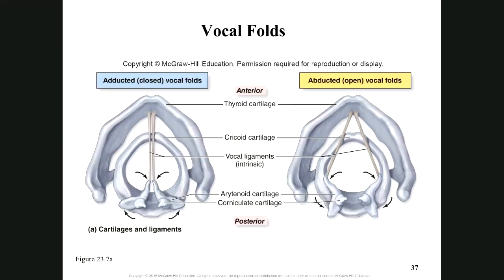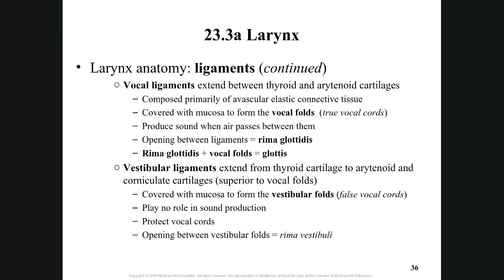Okay. Before I talk about this slide, let me show you this part. The ligaments of our larynx are divided into two types of ligament. The internal ligaments: one of them is called vocal and the other one is called vestibular ligament. The vocal ligaments extend between thyroid and arytenoid cartilage.